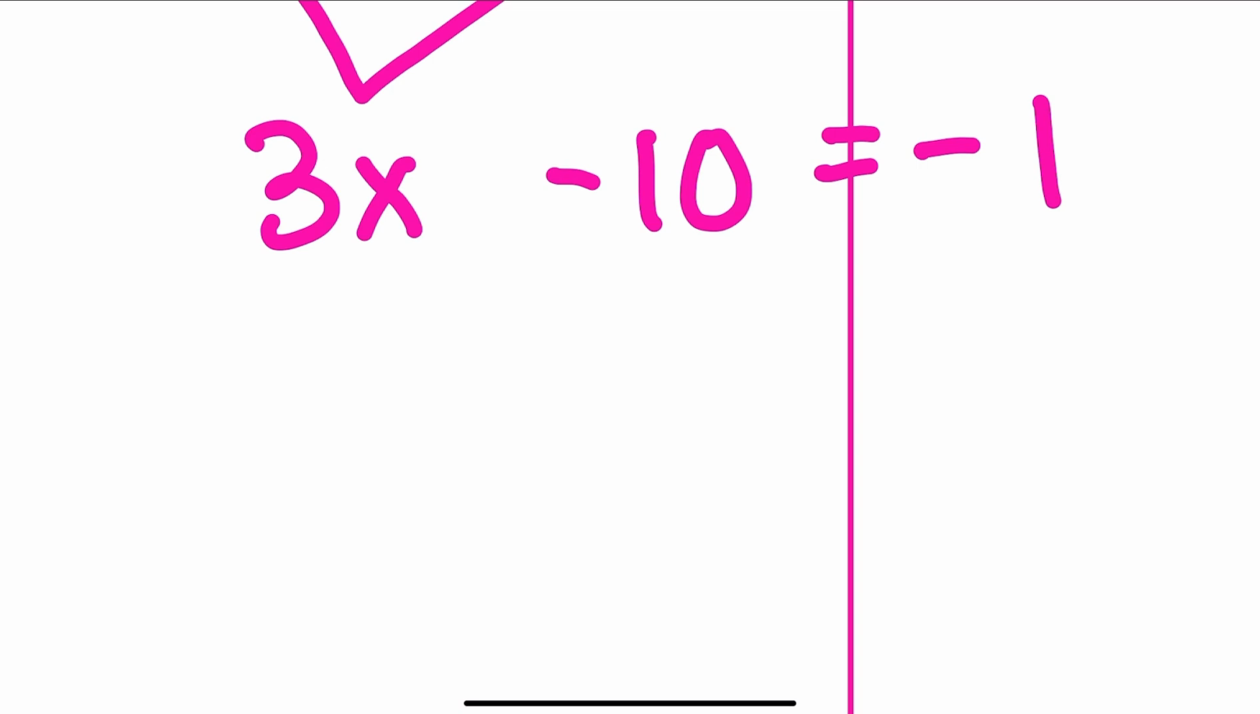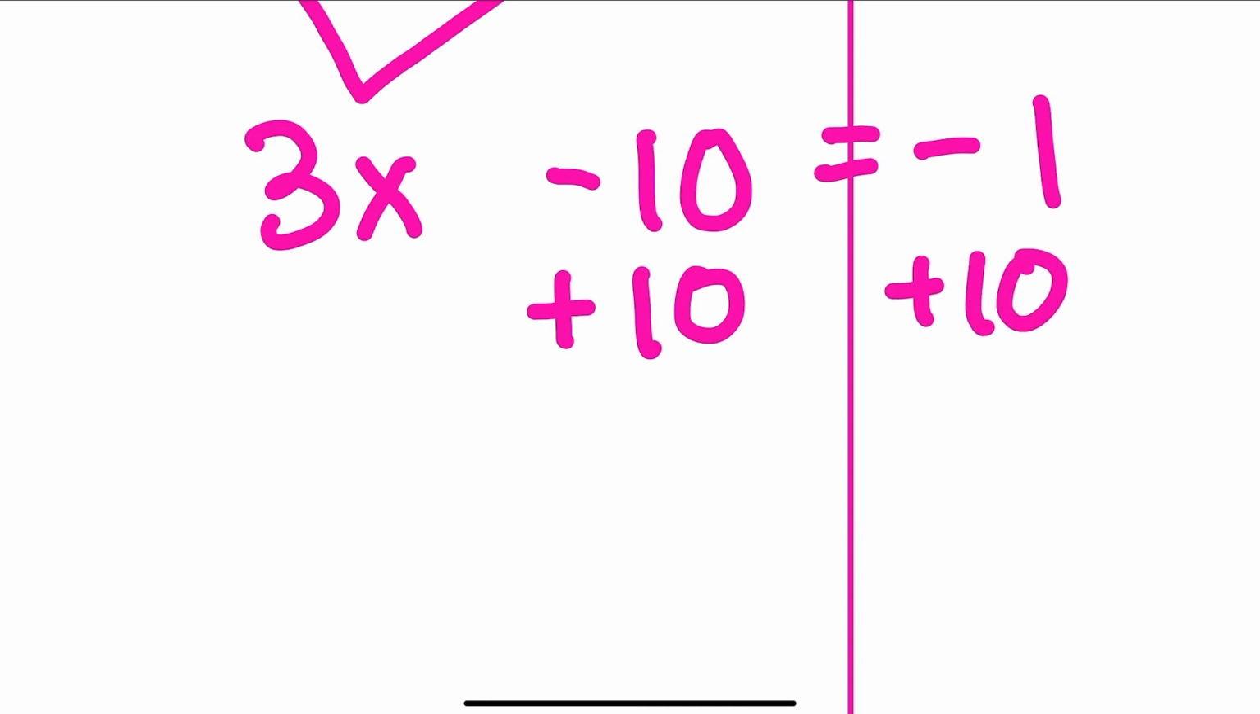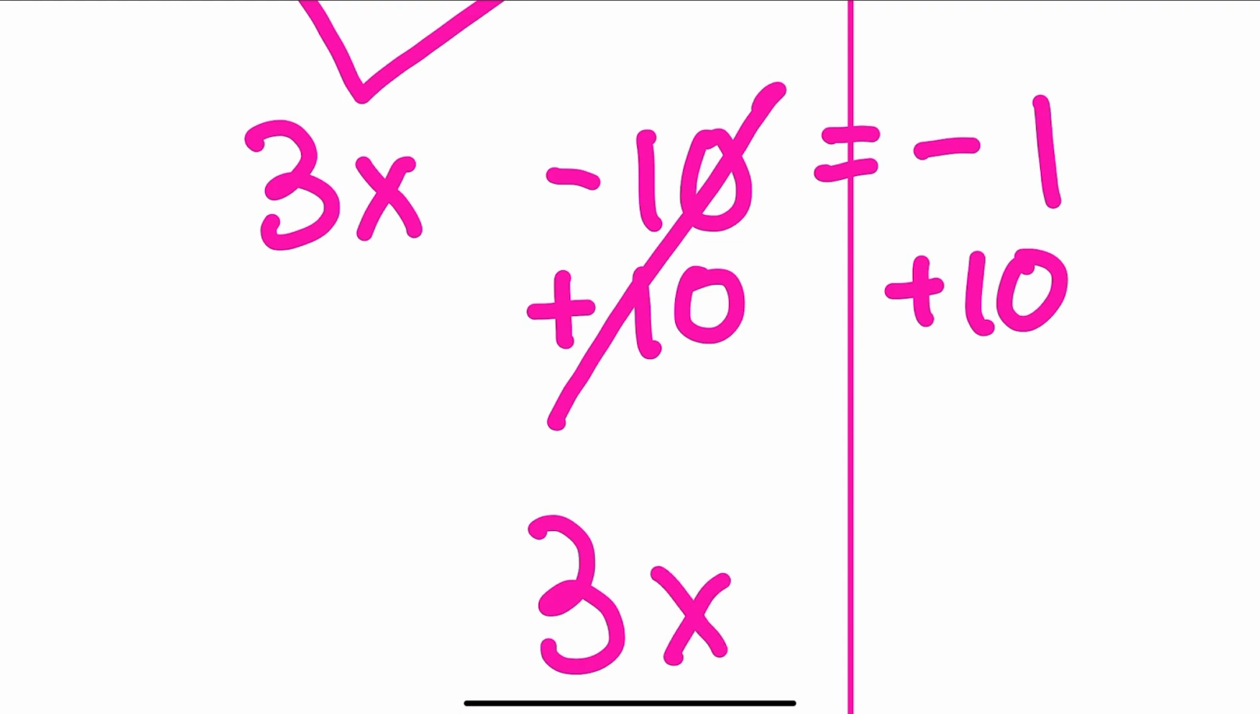The opposite of subtracting is going to be adding. But whatever I do to one side when I'm trying to cancel something out, I got to do to the other. So I have negative 10 plus 10. That is going to end up giving me a 0. I don't have to write the 0, so I'm just going to cross those out, and I'm going to leave 3x behind, and then I'm going to solve the other side. I have negative 1 plus 10. That's going to end up giving me positive 9.